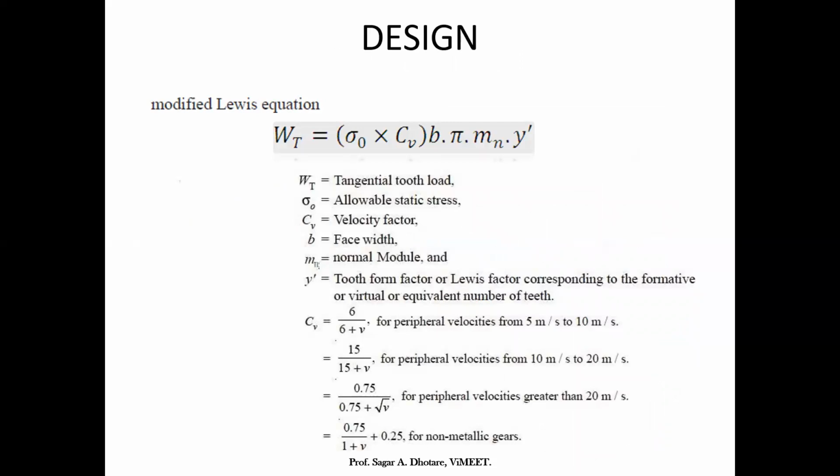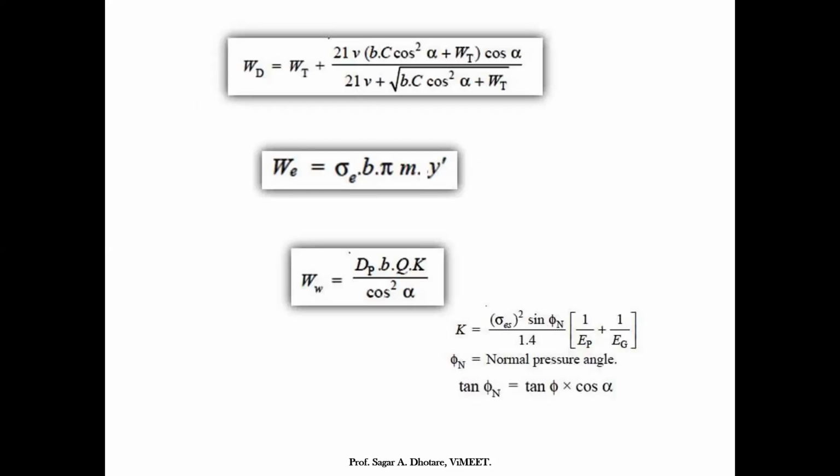Then the Lewis equation, we already have an idea about the Lewis equation. The same equation we are using over here also. So rather than using only module m, here we are using normal module. Okay, so that is the difference which we need to understand. Similarly, the equations are given in PSG page number 8.50. You can refer to that also. Okay, so for the remaining part we are doing the same procedure which we followed with the design of spur gear.